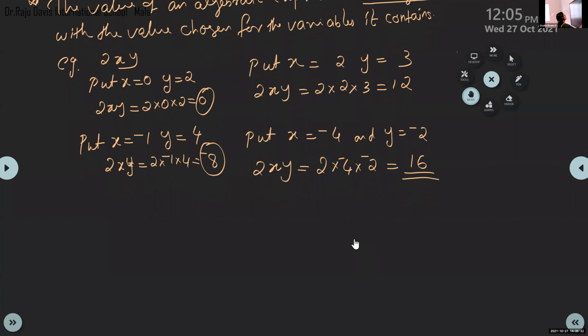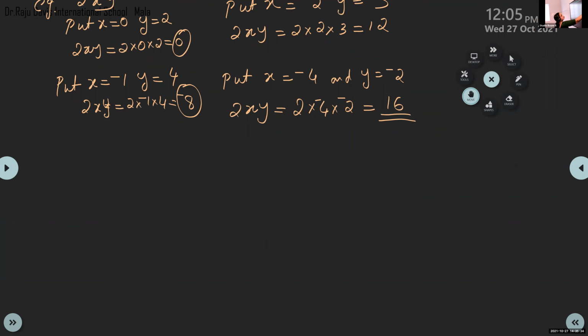Now, next is terms. Listen to the board. Consider 2xy plus 4. It is an algebraic expression. 2xy plus 4 is an algebraic expression in which there are two terms. 2xy is a term and 4 is another term.